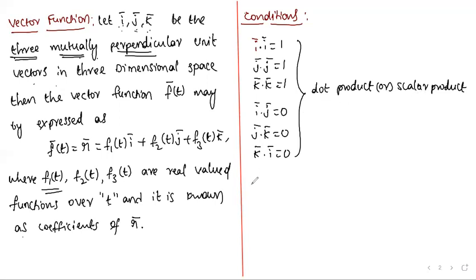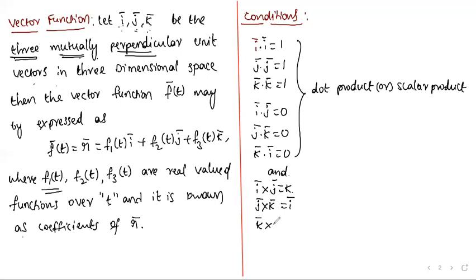And one more condition: i bar cross j bar is equal to k bar, j bar cross k bar is equal to i bar.